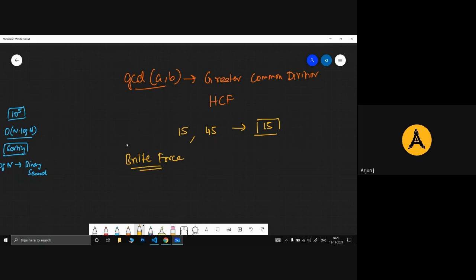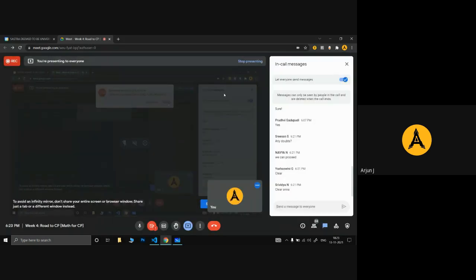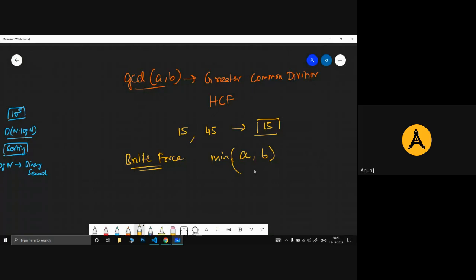What is it? If you are given two integers a and b, obviously the greatest common divisor of these would be at most the minimum of a comma b. You agree with me? You should all agree with me. That is the only possible case for you, because you cannot have a GCD which is greater than one of the numbers. So yeah, what do we do?